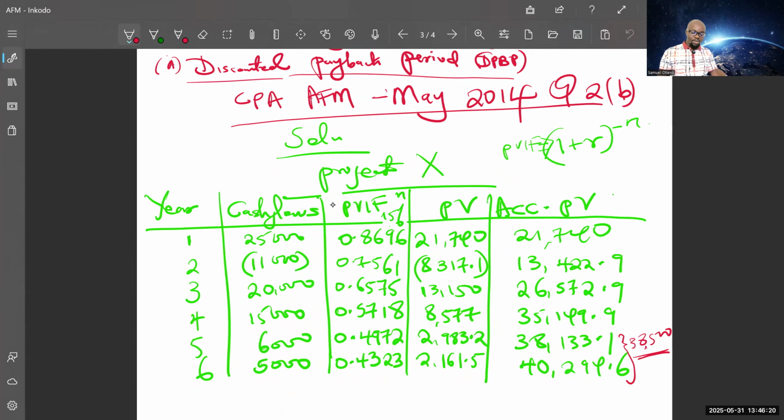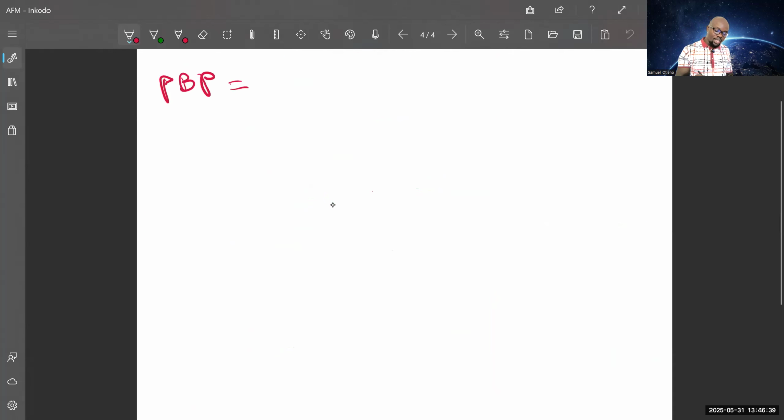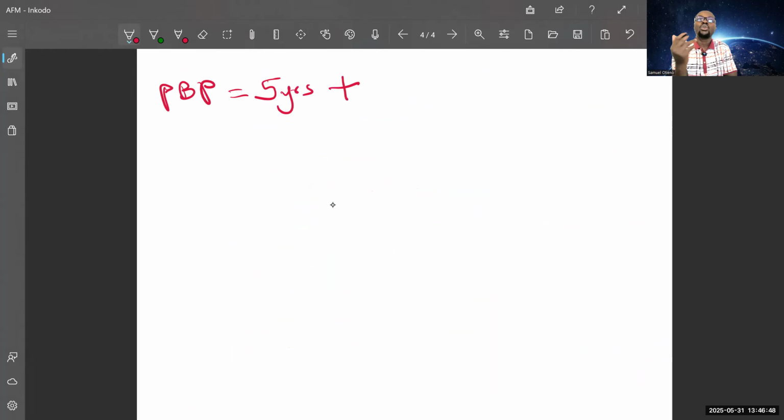So at the end of year 5, we've already recovered 38,133.1, but we are looking to recover 38,500. So we already know that we are going to recover it in 5 years and some months. So we go there and say our payback period is 5 years. But it is not just 5 years. It is 5 years plus a fraction of year number 6.